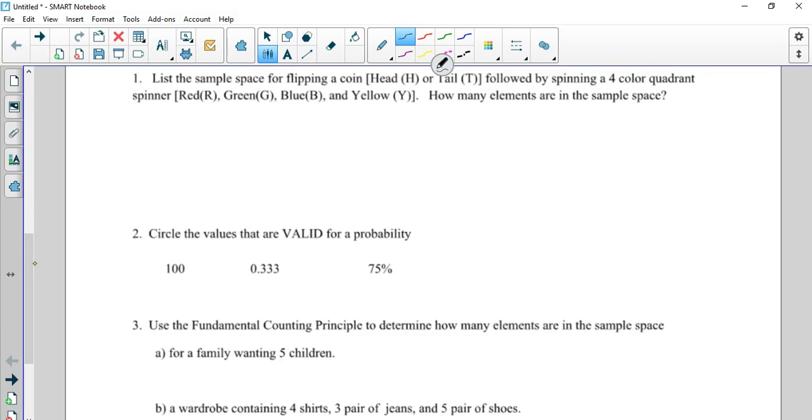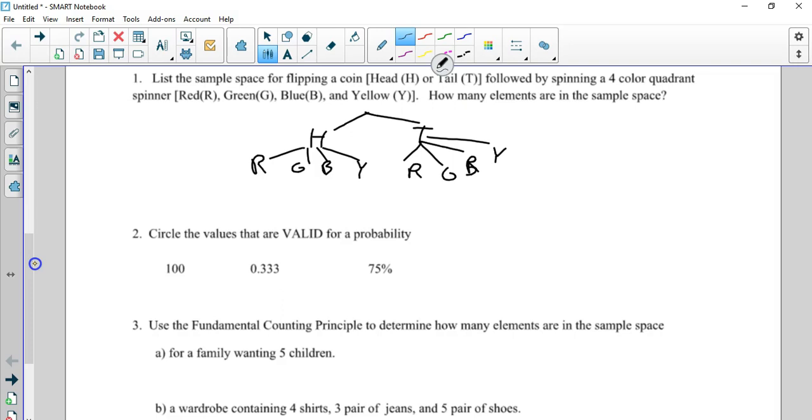First off, we're going to talk about the long way, because if you're asked how to make a tree diagram, this is how you do it. So first off, you can get heads or tails. Then you're going to spin a spinner with 4 colors: red, green, blue, and yellow. And if you get tails, you get red, green, blue, or yellow. Okay, there's your tree diagram. And then you just count up. 1, 2, 3, 4, 5, 6, 7, 8. 8 possibilities.